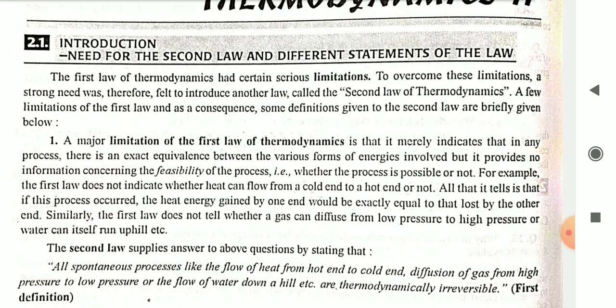Example, whether the process is possible or not. For example, the first law does not indicate whether heat can flow from the cold end to the hot end or not. All that it tells is that if this process occurred, the heat energy gained by one end would be exactly equal to that lost by the other end. Similarly, the first law does not tell whether a gas can diffuse from low pressure to high pressure or water can itself run uphill, etc.